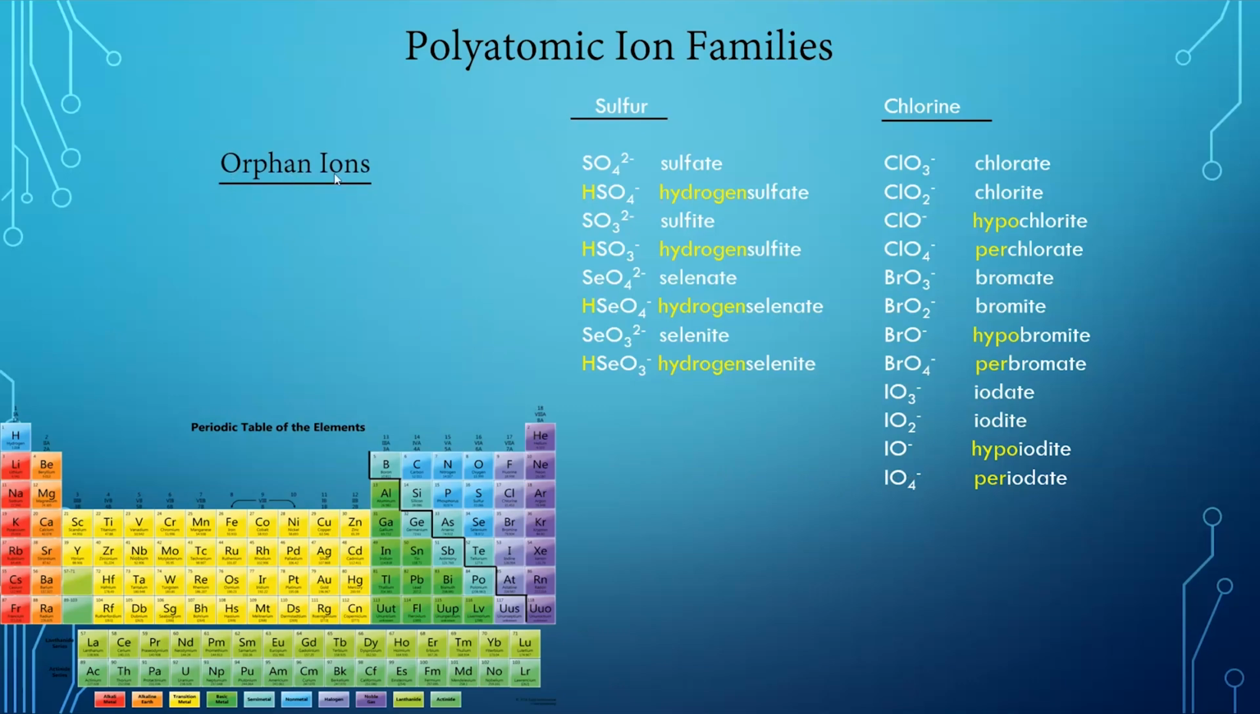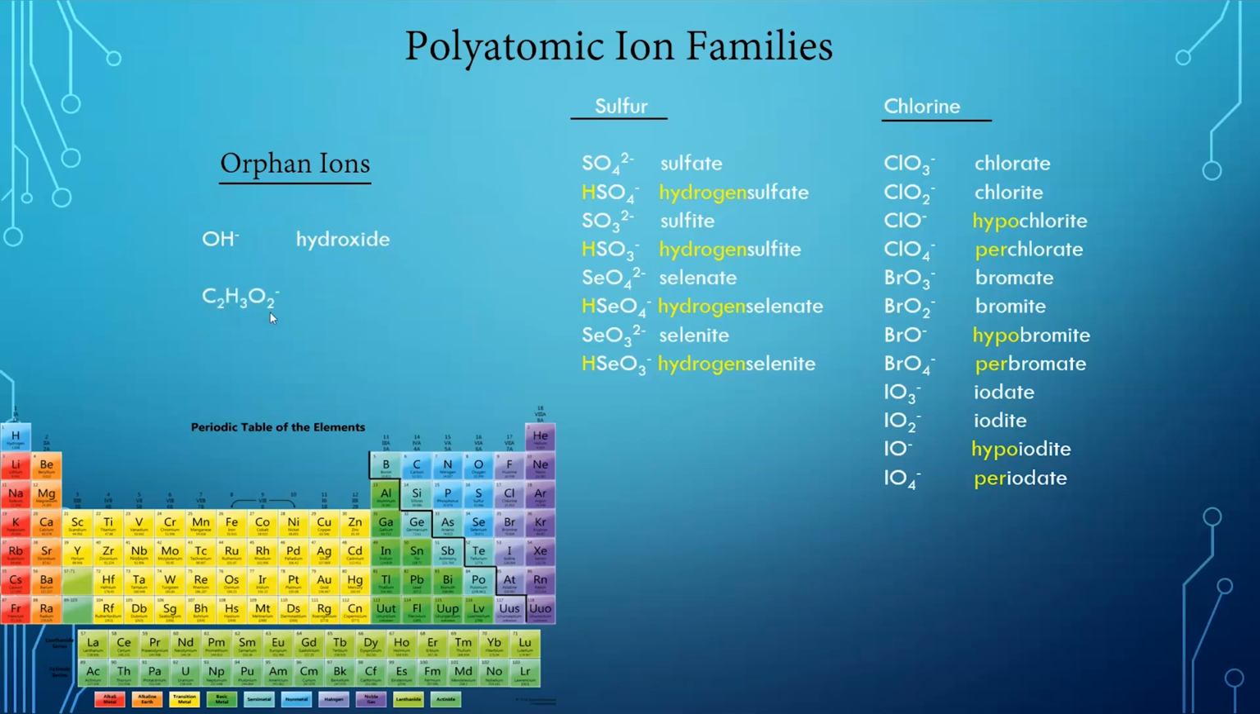I refer to those as the orphan ions because they stand alone. They have no family members. They are just individual ions, and those 3 you will just have to memorize. The first one, OH-, is called a hydroxide ion. That's a very common ion. When we get into chapter 5, we're going to talk a lot about hydroxide ions.